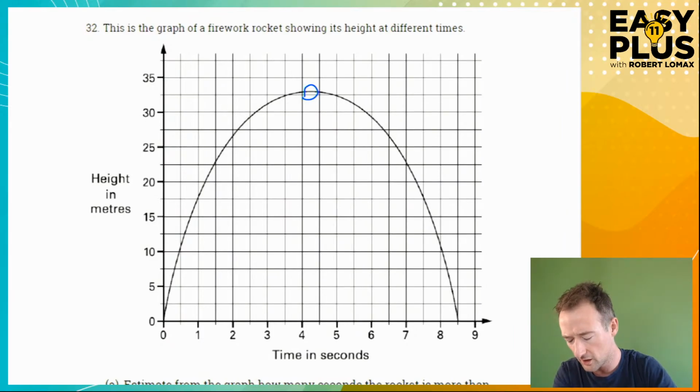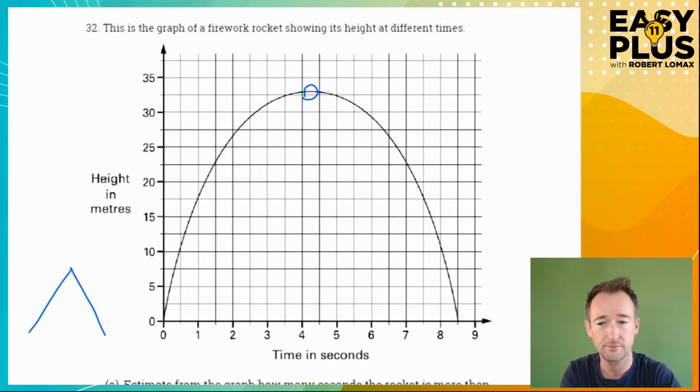Why is there this curve? Why doesn't the chart just look like this and this? Well, it's the effect of gravity, isn't it? Also air resistance, but mainly gravity, I think. In other words, as it goes up, it gains height less rapidly.